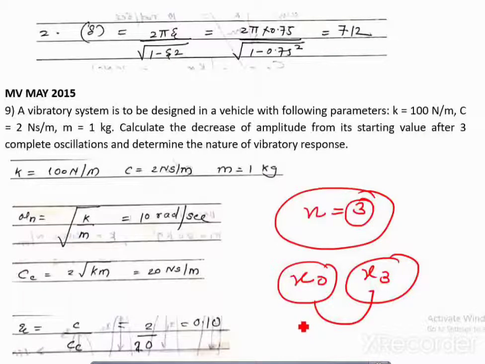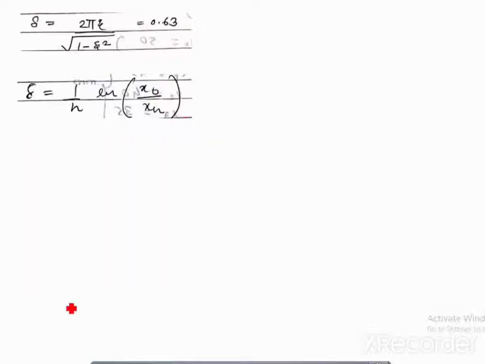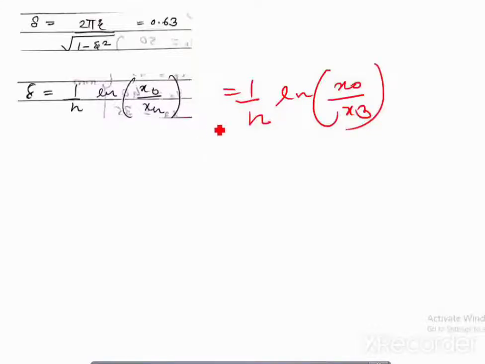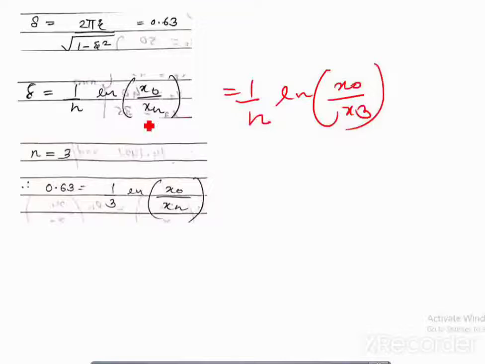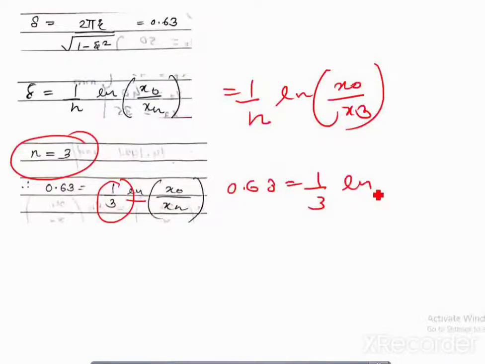Okay, let's start. Okay, chalo. So what is the first step? Delta is equal to 1 upon n ln of x0 upon xn. This is the formula. So basically 1 upon n into ln of x0 upon x3, because n is 3, after 3 cycles. So finally n is equal to 3. So 0.63 is equal to 1 upon 3 into ln of x0 upon x3, right?